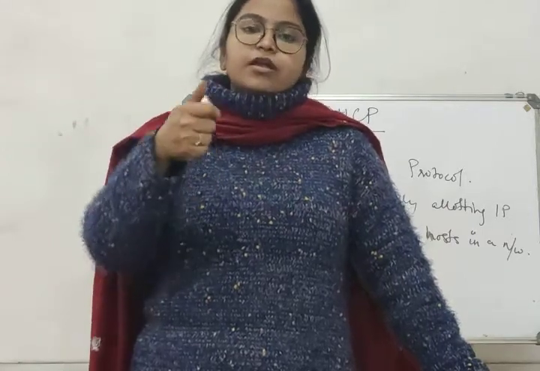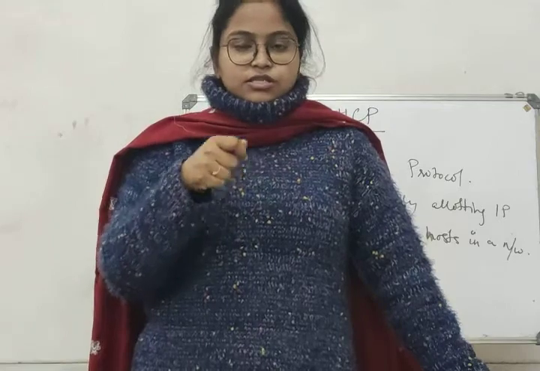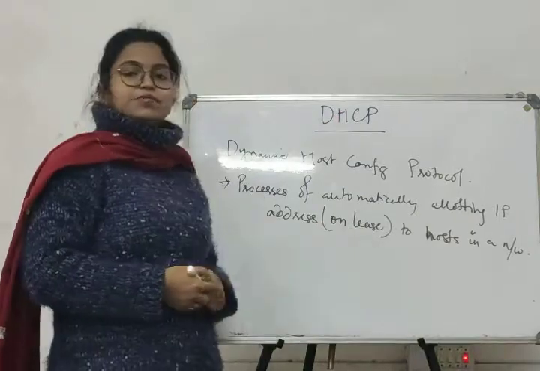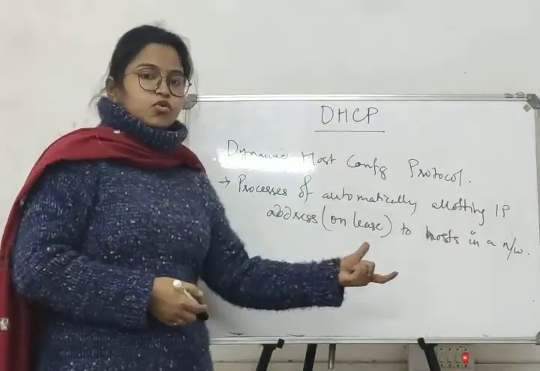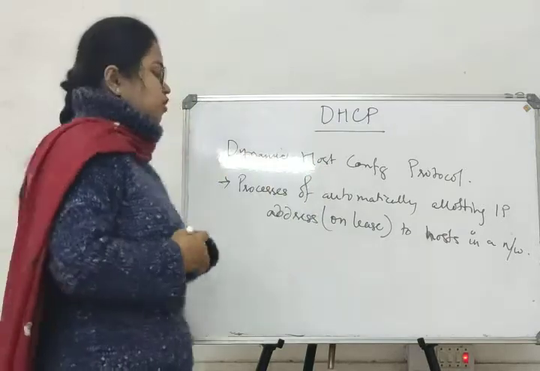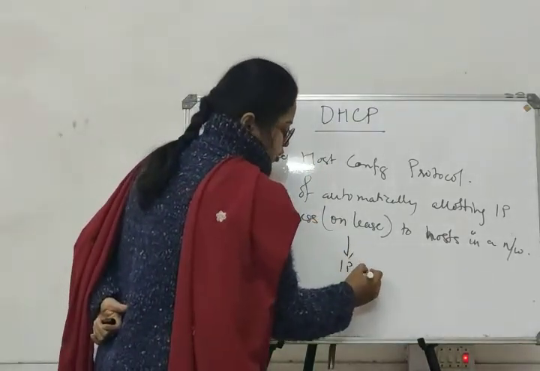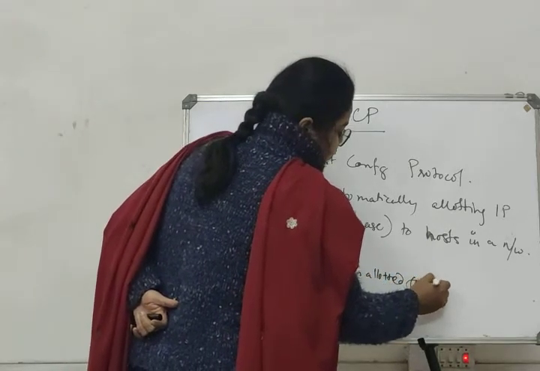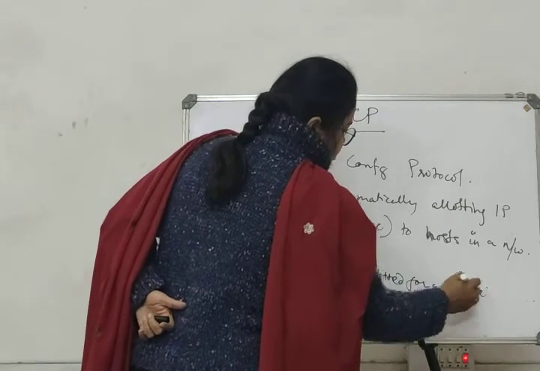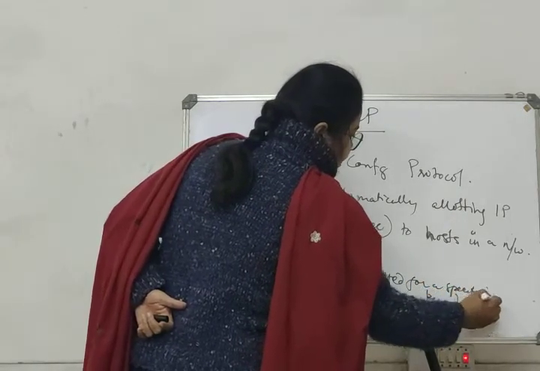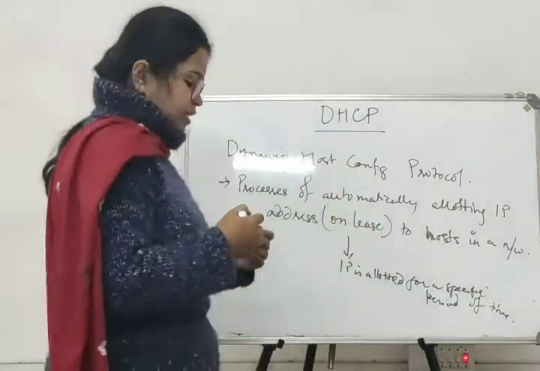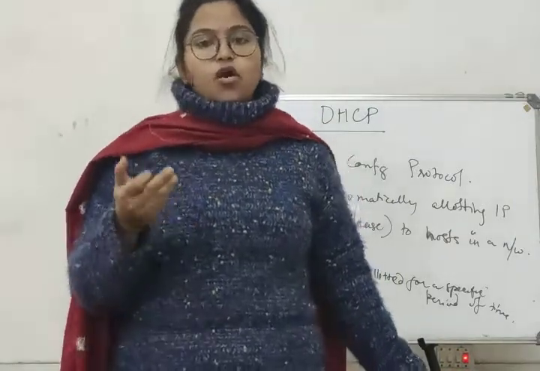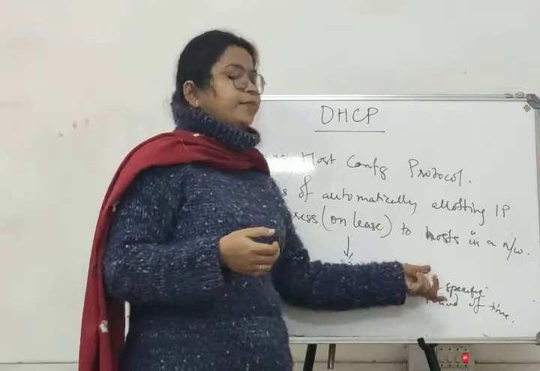How automatically? Whenever a power is plugged on a host or a system, it automatically gets an IP address and it is on lease. What does on lease mean? The IP address to that particular host in a network is provided for a specific period of time. When the period expires, the IP is no longer valid for that system. That means it is provided on lease. On lease means the IP is given for a particular period of time.